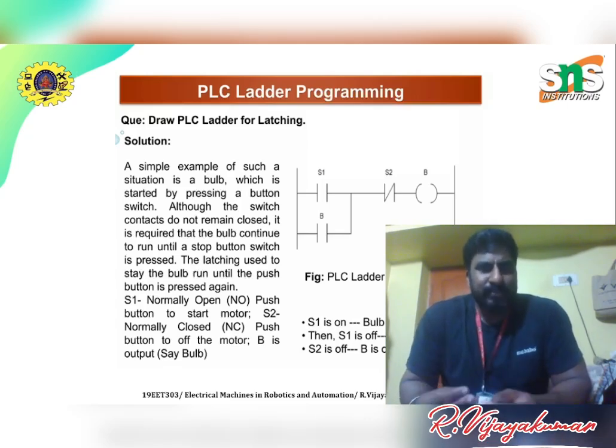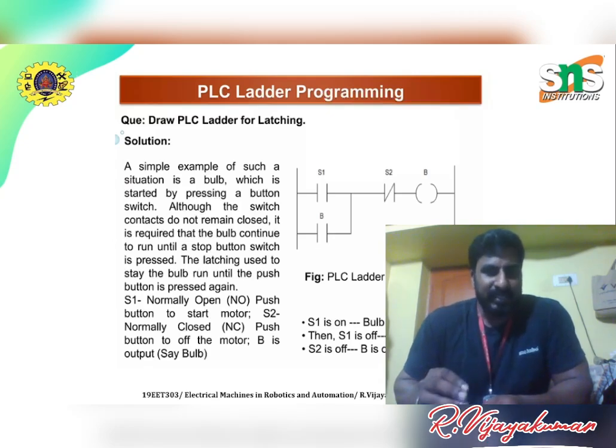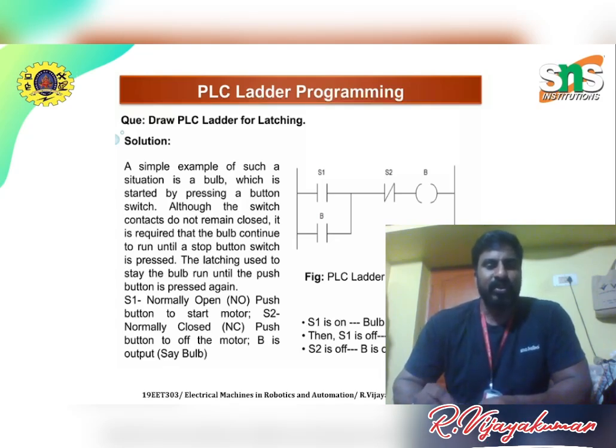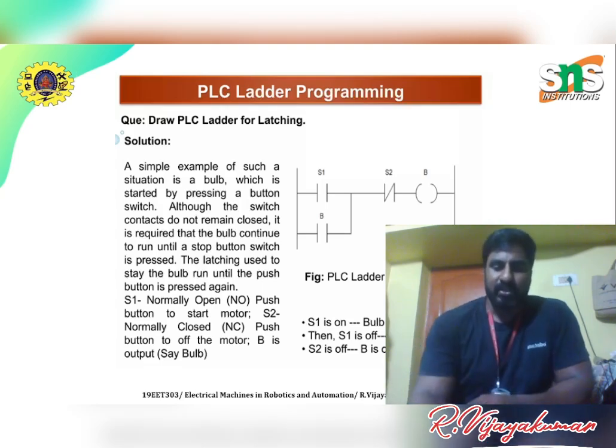A simple example of such a situation is a bulb which is started by pressing a push button switch. Although the switch contacts do not remain closed, the bulb is required to continue to run until the stop button switch is pressed. Latching is used to keep the bulb running until the stop button is pressed. In this diagram S1 is a normally open push button to start the motor, S2 is a normally closed push button to turn off the motor, and B is the output, for example a bulb.